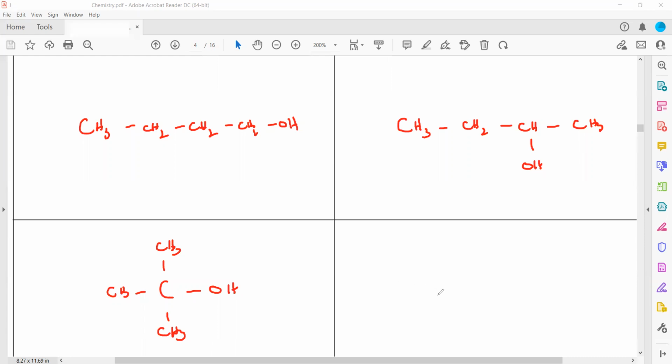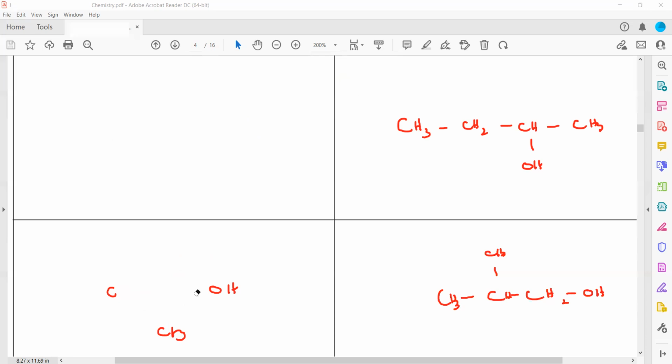And what else? It might be a branched primary alcohol. So these are the possible structures of C4H10O, possible isomers. So it might be primary, might be secondary, might be tertiary, or a combination of primary and the branched one.